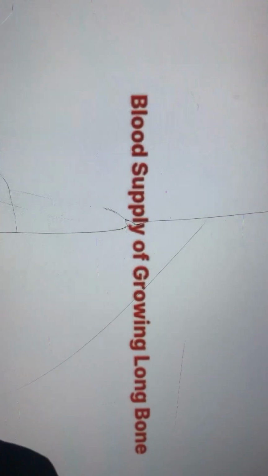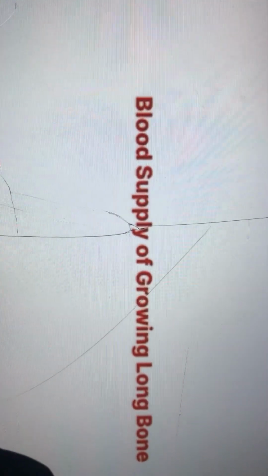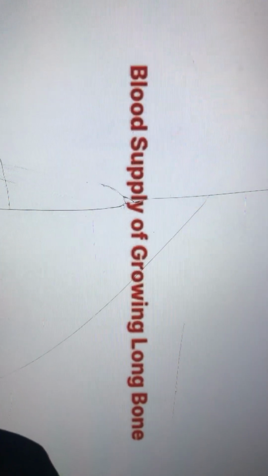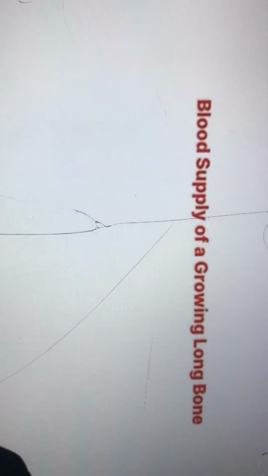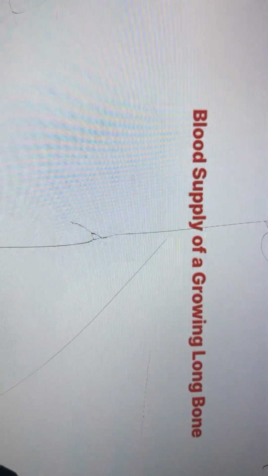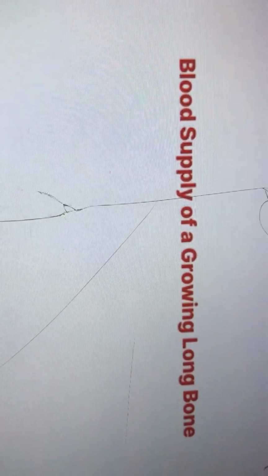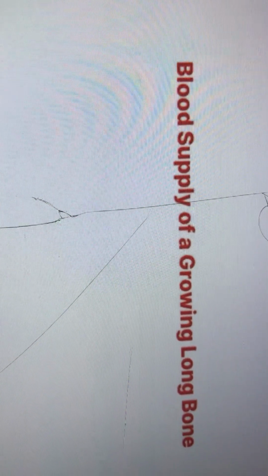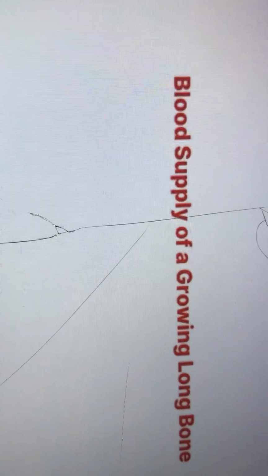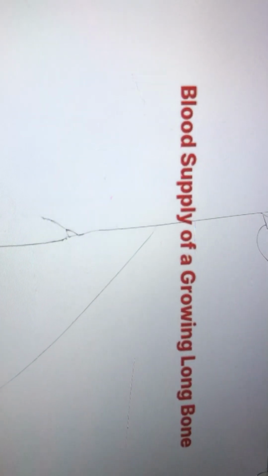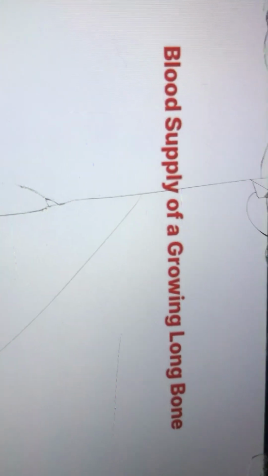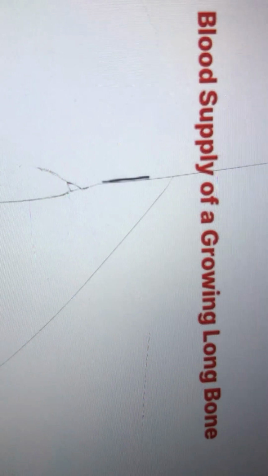Module, let's try to learn how exactly a growing long bone receives its arterial supply. In order to understand the arterial supply of a growing long bone, we'll draw the diagram of a growing long bone. And we know that a growing long bone has what parts? It has a diaphysis, an epiphysis, a metaphysis and an epiphyseal plate of cartilage. So let's try to draw the outline of the growing long bone.